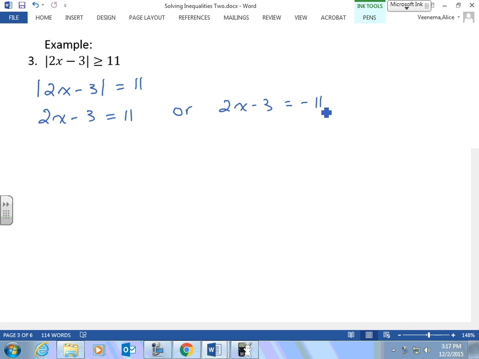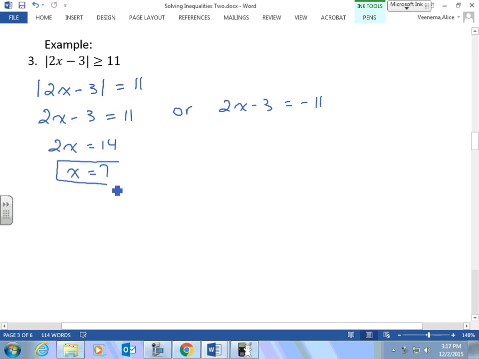So let's solve this little equation on the left here. I'm going to add 3 to both sides, so 2x equals 14, divide by 2, and I'll have x equals 7. If 2x minus 3 is equal to -11, I will add 3 to both sides, so I'll have 2x equals -8, divide both sides by 2, and have x equals -4. So those now are considered my boundary points.